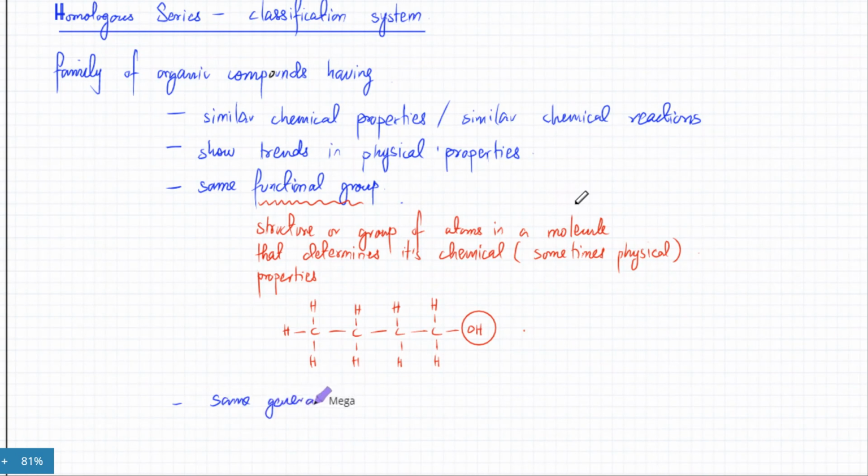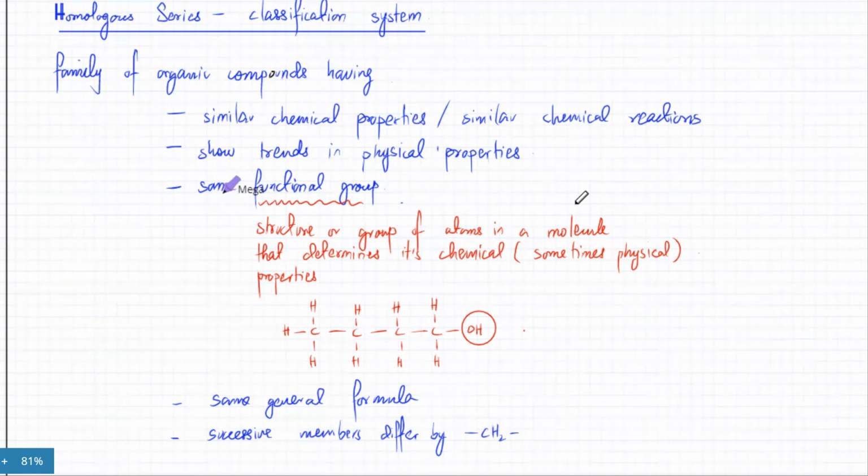I'm going to talk about the general formula and these last 2 points once we start doing the first homologous series. And there's another point, which is that successive members differ by a CH2 group. So remember all these 5 properties. They're going to ask you about these properties.